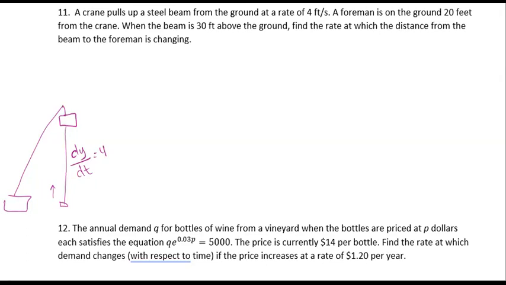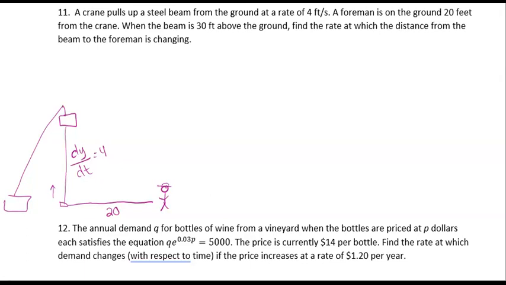And then it says, at the same time, a foreman is on the ground 20 feet from the crane. So 20 feet from the crane. We're going to put that right there. So here's our foreman. We'll give him a little hard hat so he's nice and safe. There we go. He's on the ground 20 feet from the crane. So we'll just make that 20. Now it doesn't say he's moving. It doesn't say he's walking towards the crane at a rate. It doesn't say he's running away from it. It just says he's standing there.